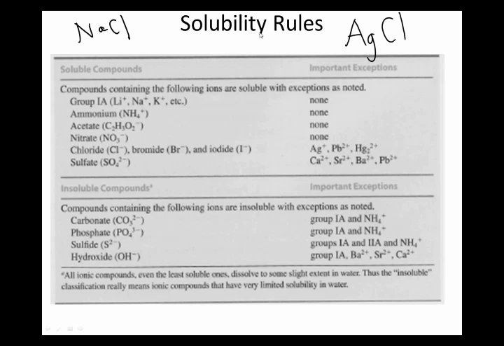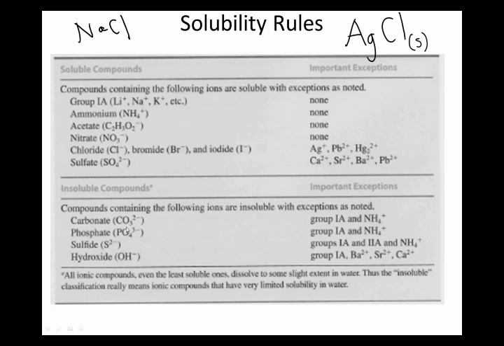So AgCl is insoluble. Now, why did I put a little S after it when I said it was insoluble? Because I didn't say it was soluble. Remember, the little S in the parentheses means solid, not soluble. So it's not going to be able to dissolve. It stays a solid. Now, down here are the insoluble compounds, like carbonate, phosphate, sulfide, and hydroxide. And they have notable exceptions, primarily group 1A and ammonium, and then a few others for hydroxide and some others for sulfide.